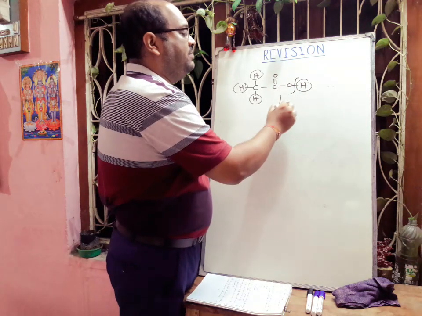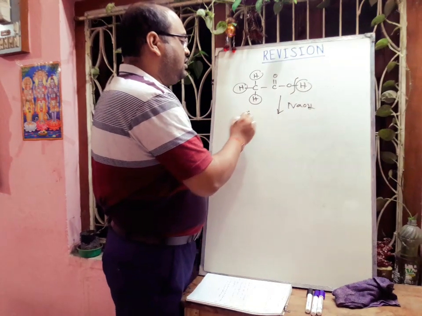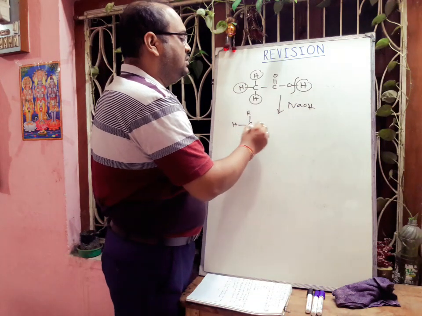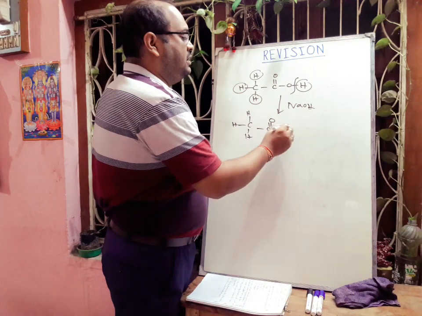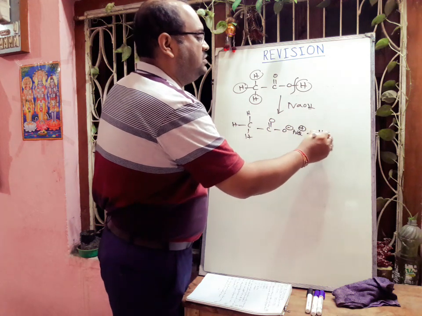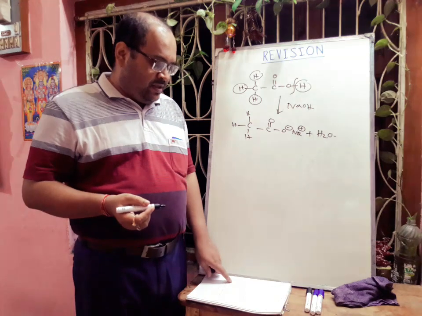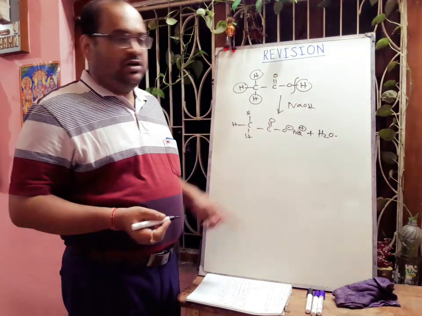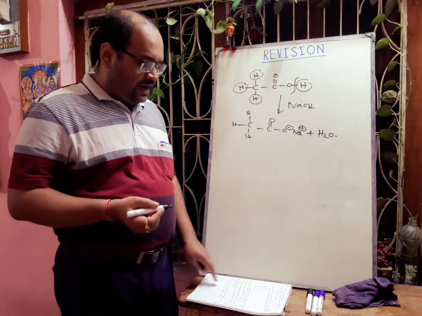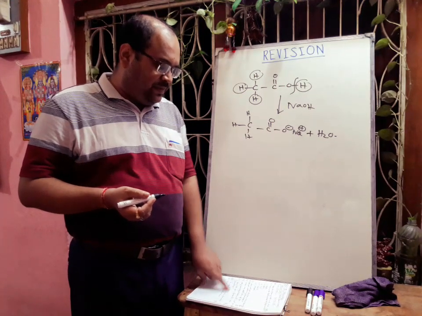If we add one base like sodium hydroxide, then these hydrogens are not replaceable. Only this hydrogen will form salt plus H2. So that is why the basicity of acetic acid is 1, not 4. Hope you can understand. Next question was, how is HCl gas prepared in the laboratory?